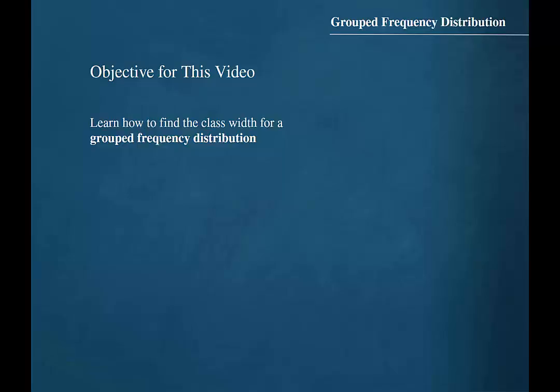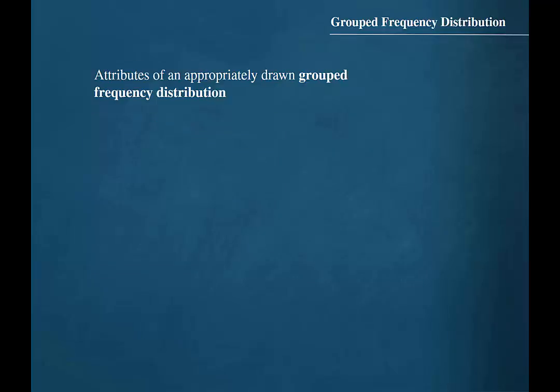In this video, we will learn how to find the class width for a grouped frequency distribution. Let's list the attributes of an appropriately drawn grouped frequency distribution. 1. There should be between 5 and 20 classes.